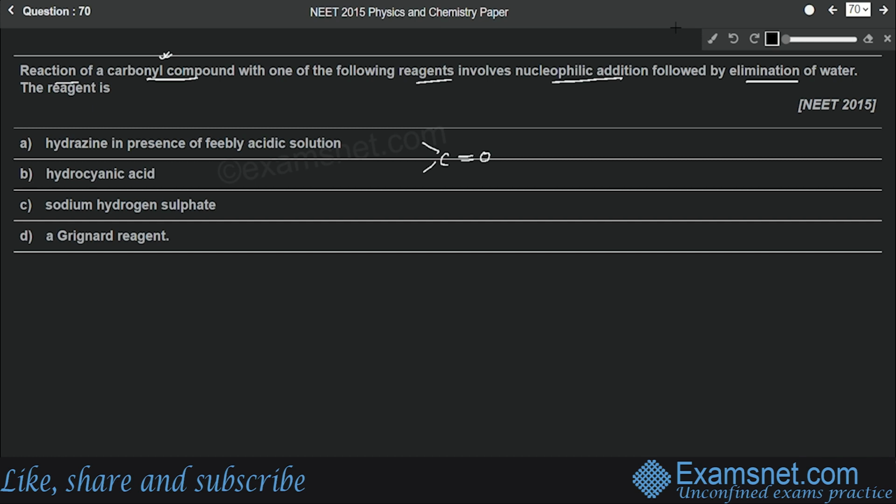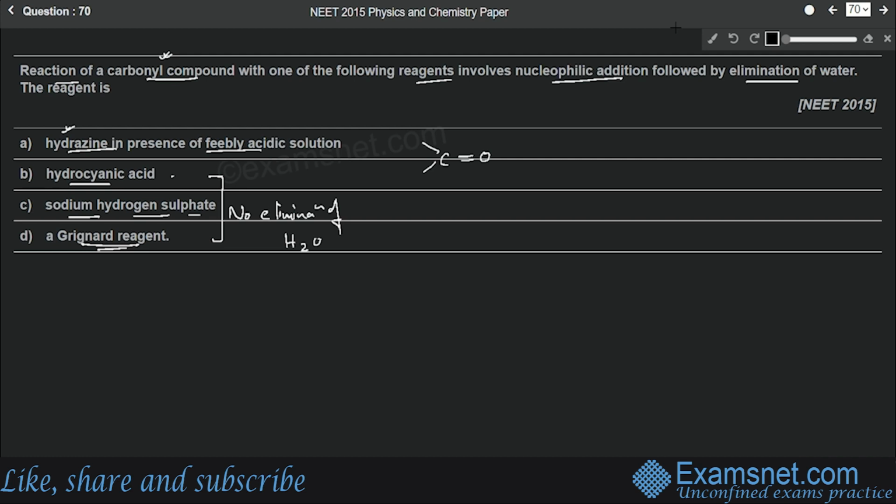Now if we look at the options, here hydrazine in presence of feebly acidic solution, it is possible. Next option is hydrocyanic acid, so this involves addition but it does not involve elimination of water. Third one is sodium hydrogen sulfate. The reaction of carbonyl compound with this also does not involve elimination of water. And with Grignard reagent also only addition reaction takes place, no elimination of water. So in B, C and D there will be no elimination of water. Elimination of water is possible only in the first case.